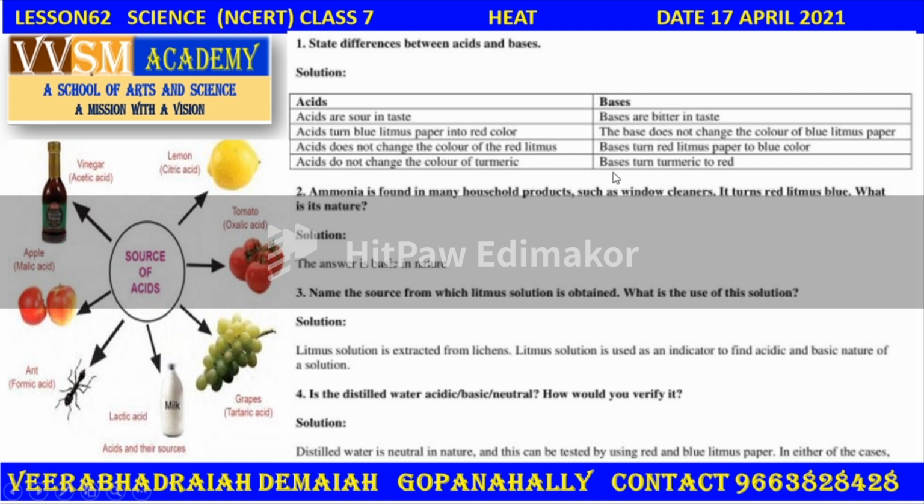Only blue litmus, red litmus, whatever it is, you can answer according to the situation whether it is an acid or a base. Ammonia is found in many household products such as window cleaners. It turns red litmus blue. What is its nature? The answer is basic in nature. Ammonia, 7 to 14 is basic in nature. Less than 7 is acidic in nature.